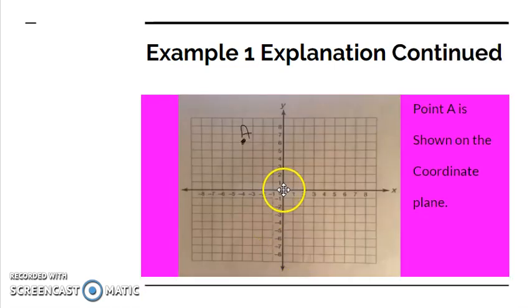As you can see, here's our origin, 0, 0. I went over to a -4, and then I went up 6 spaces to a +6, and I plotted my point and labeled it A.